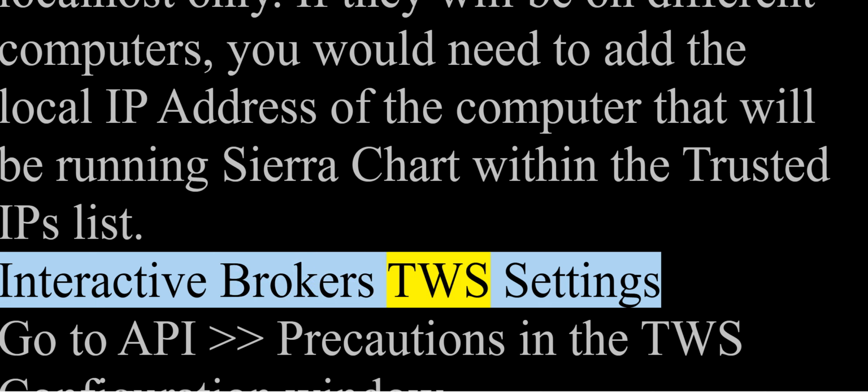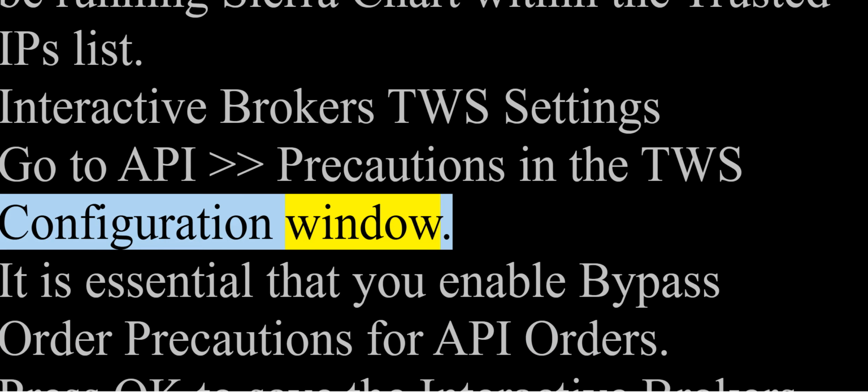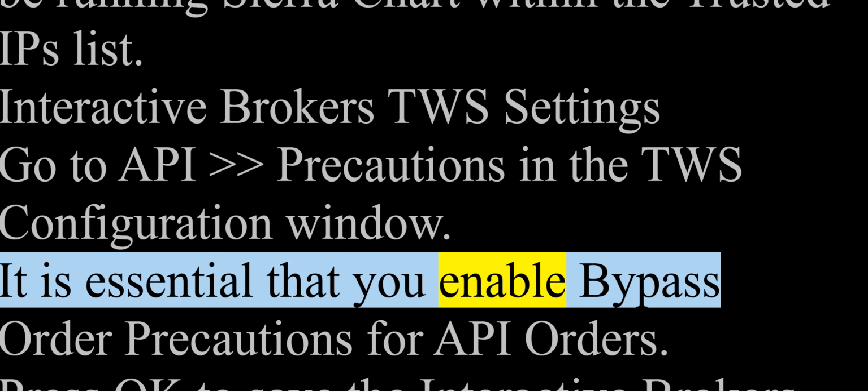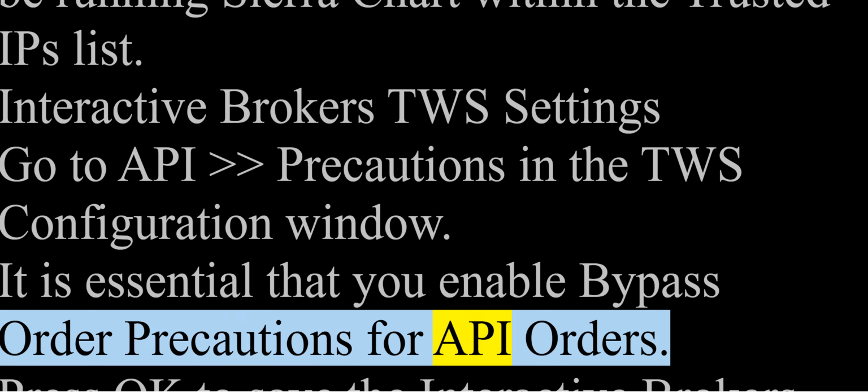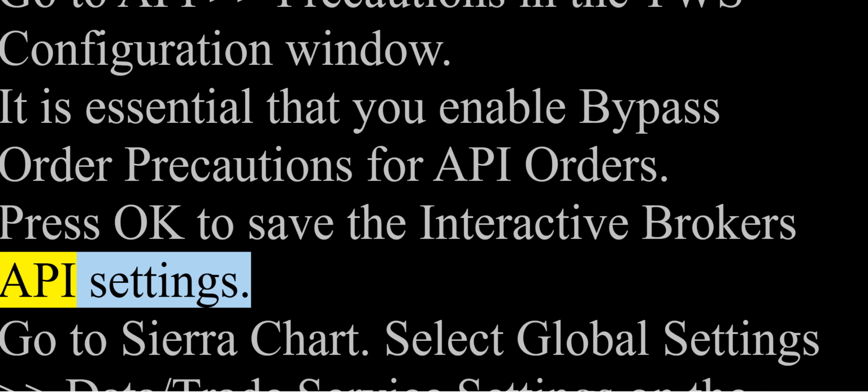Interactive Brokers TWS Settings. Go to API Precautions in the TWS configuration window. It is essential that you enable Bypass Order Precautions for API Orders. Press OK to save the Interactive Brokers API settings.